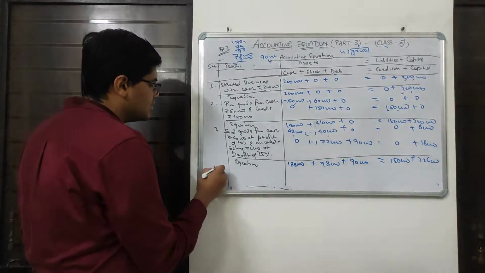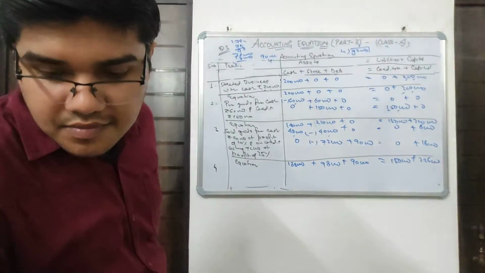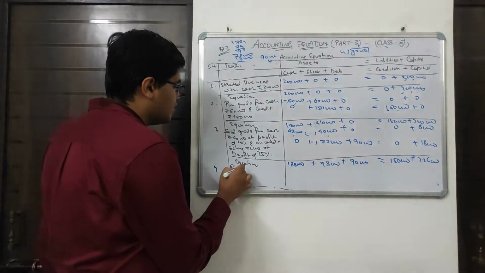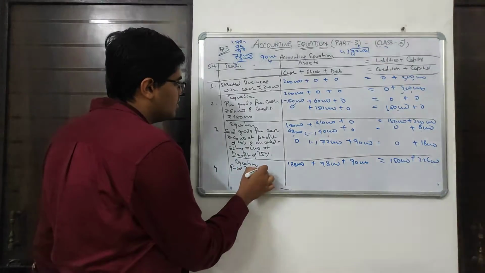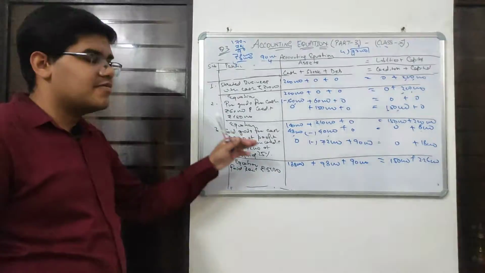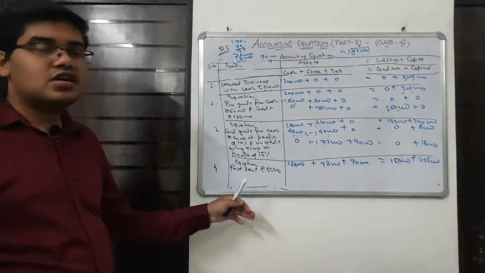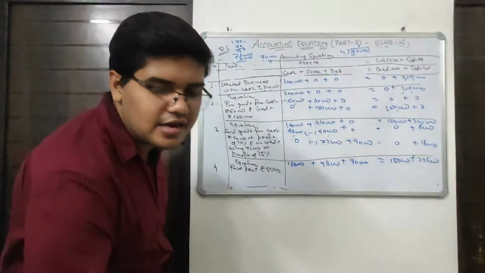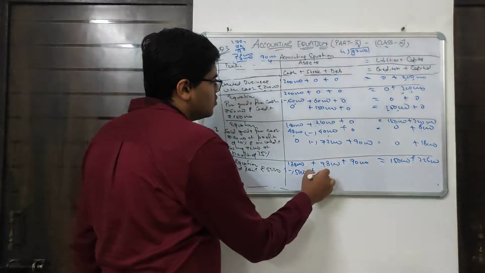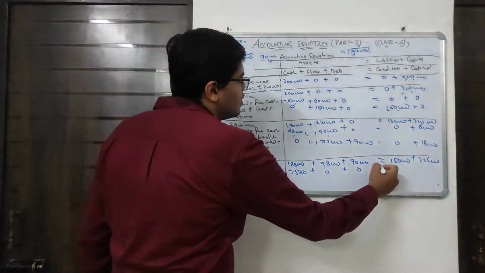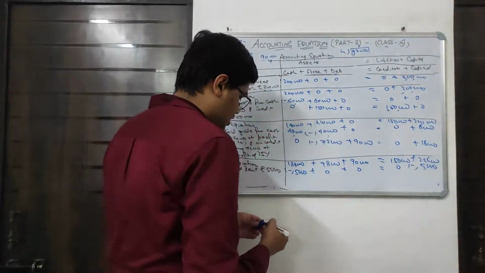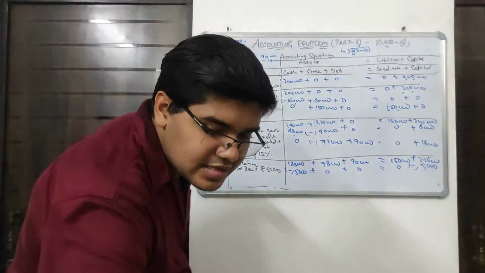Our last transaction is: paid rent rupees 5,000. Since rent is an expense and we are making the payment of rent, it will lead to a loss. So cash and capital both get deducted. 5,000 will be deducted from cash, no change in stock, debtor, creditor, and 5,000 will be minus from capital. So now our transactions get completed.